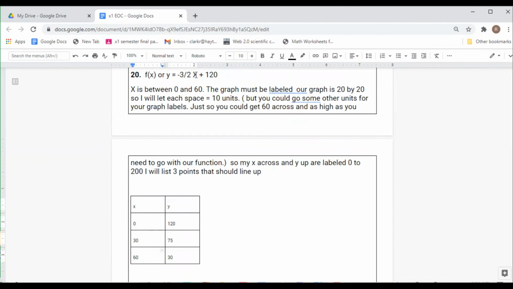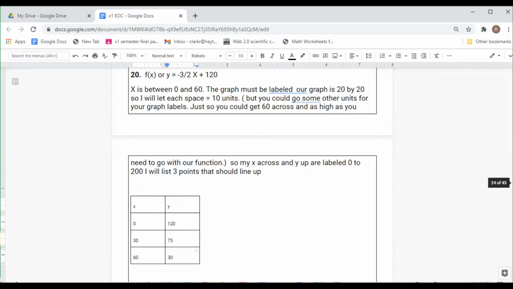When x is 30, we're going to put in 30 times minus 3, which is minus 90, divided by 2 is minus 45. So that would be 120 minus 45, or we get 75: 30, 75. And the last point I decided was the easy one, 60. And on my graph, that's going to be 6 spaces out and then up. When you put in 60 times minus 3, you get minus 180. Divide that by 2, and you get minus 90. Minus 90 and plus 120 comes out 60, 30.